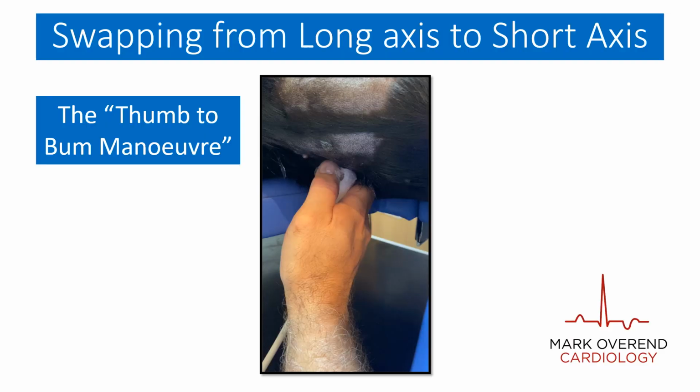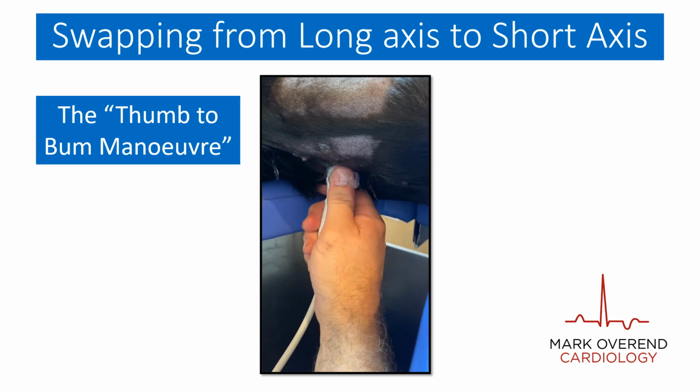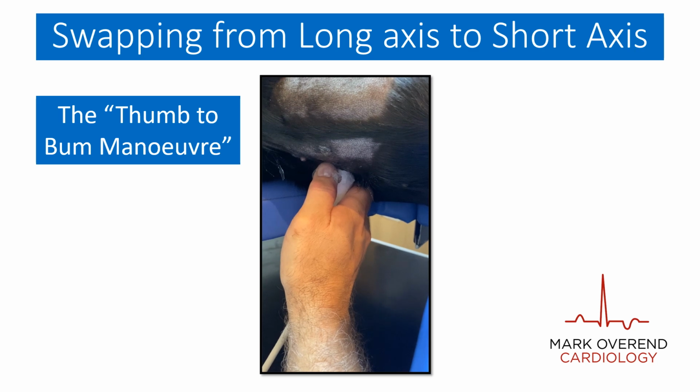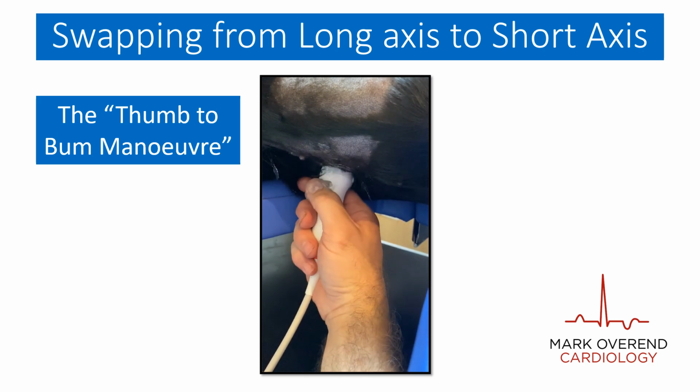So on to the next slide. If we want to then swap from the long axis views to the short axis views, we're going to do another thumb to bum maneuver, but this time it's going to be a 90-degree maneuver in the direction of the dog's bum. Okay, so thumb is going 90 degrees towards the bum. So this is what it looks like. Long axis view, thumb to bum maneuver to the short axis view. Do that once more. Long axis view to the short axis view.